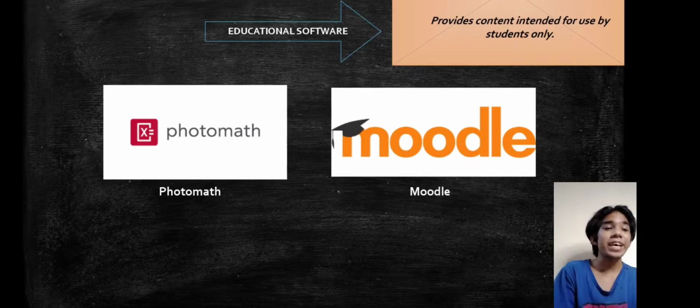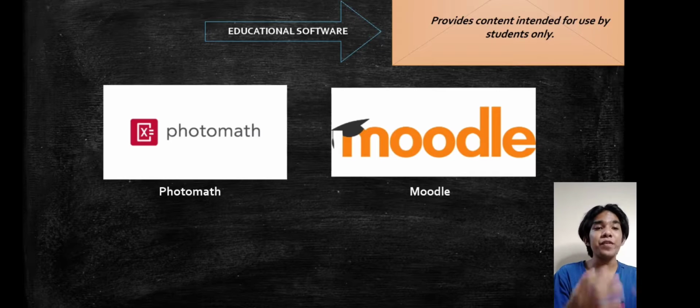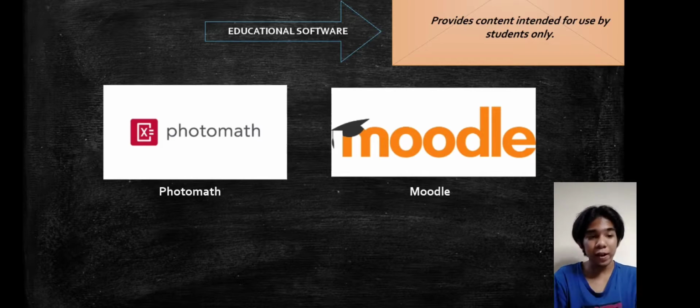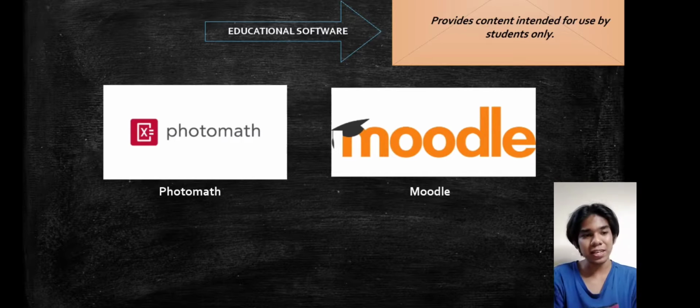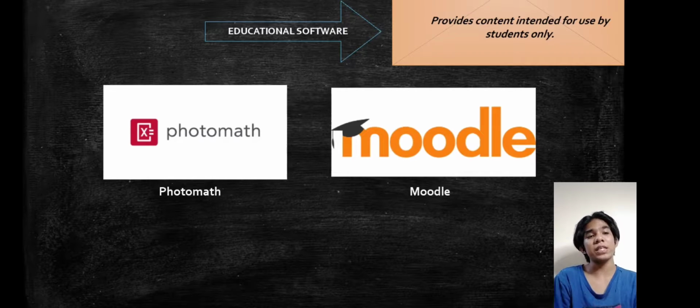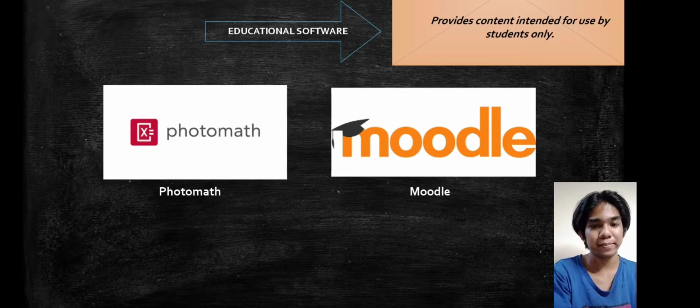The fifth one is educational software. It provides content intended for use by students only. Some software that belongs to educational software are Photomath and Moodle, or even some educational games. They are all included in educational software.